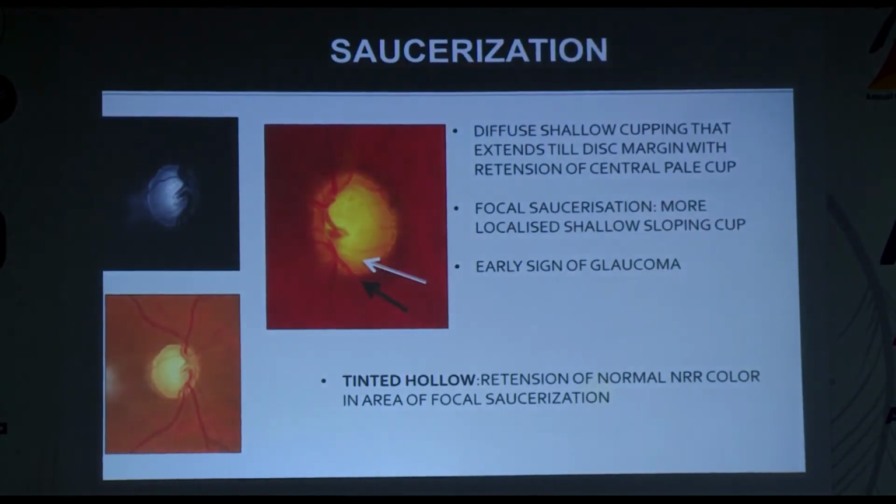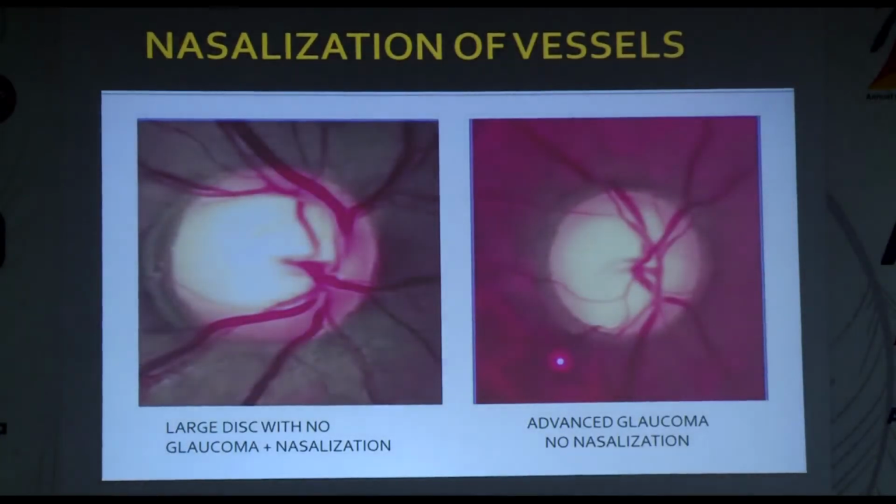Then a saucerization, or what you say a sloping disc, can be an early sign of glaucoma. So in this, there is basically a diffuse shallow cupping that extends till the margin, but the normal neuroretinal rim color is maintained even in the area of a focal saucerization. Nasalization of vessels doesn't mean very much. The first picture shows you a large disc with no glaucoma but nasalization. In the second picture, there is advanced glaucoma but no nasalization of vessels.